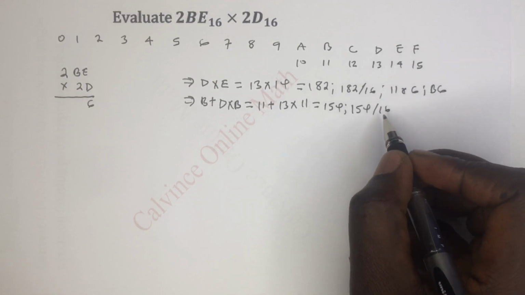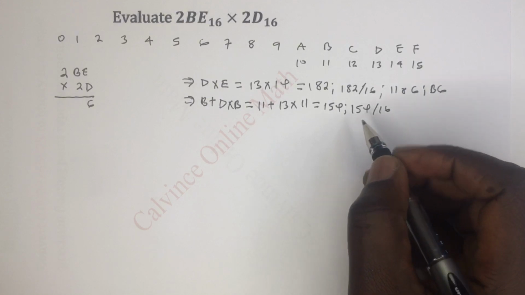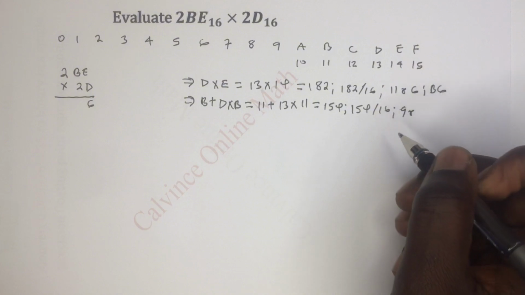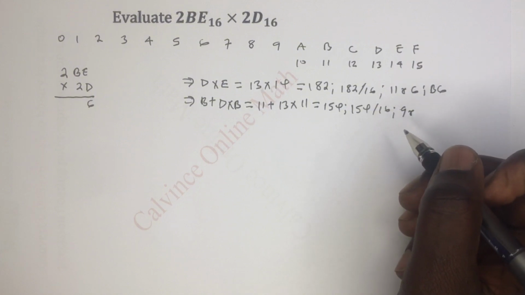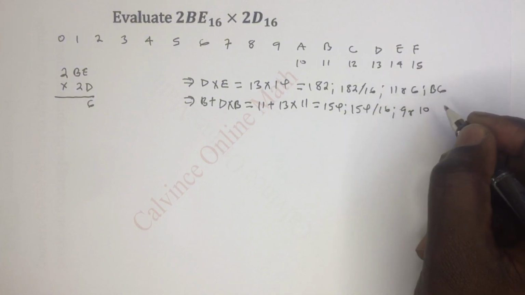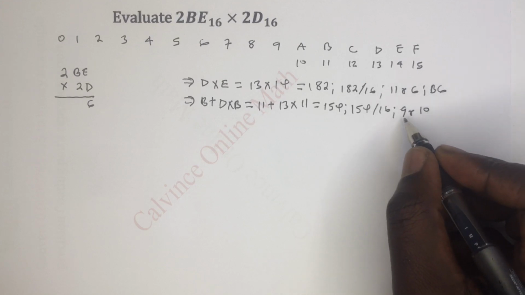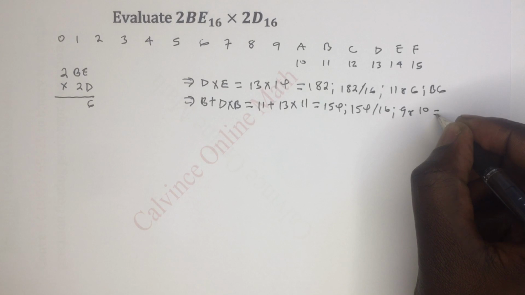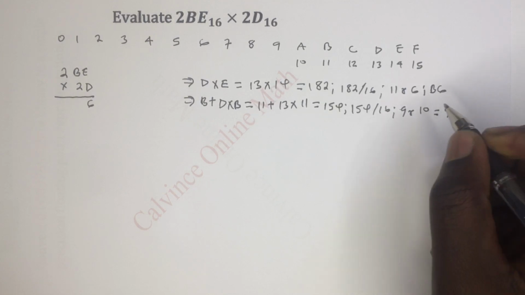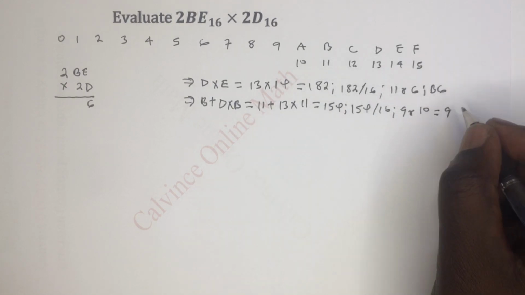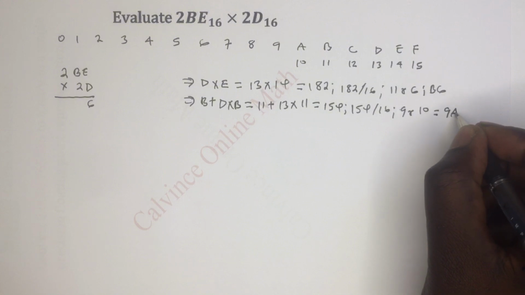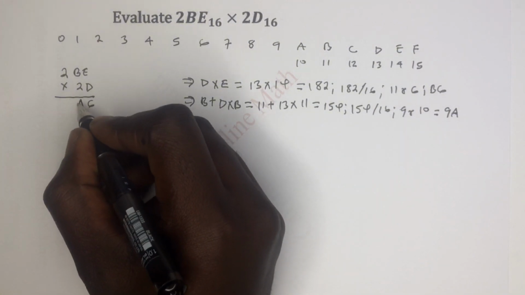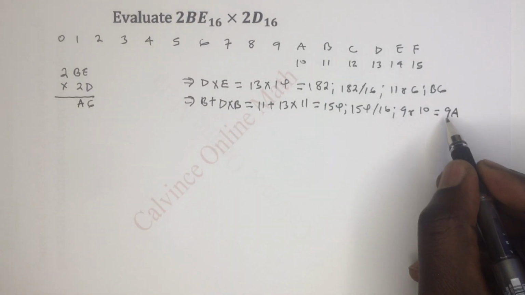You'll find that 16 goes into 154 9 times, and then there's a remainder of 10. So 9 and 10. Therefore the hexadecimal number is 9, and 10 is written as A, so that is 9A. You write A and have 9 as the carry.